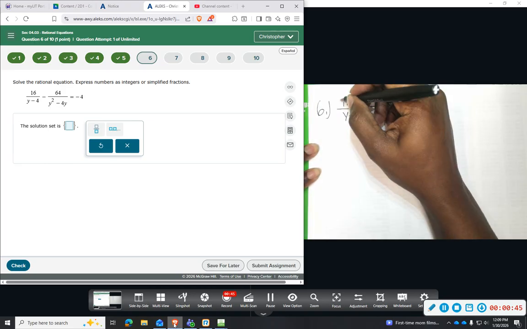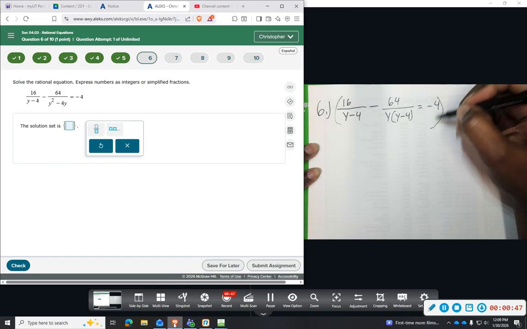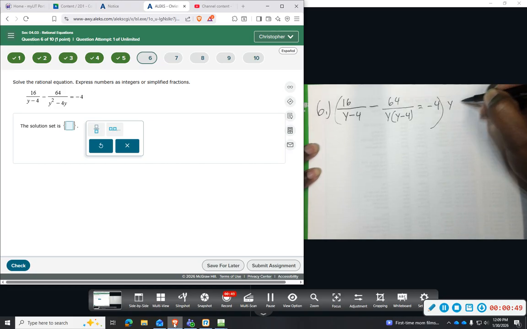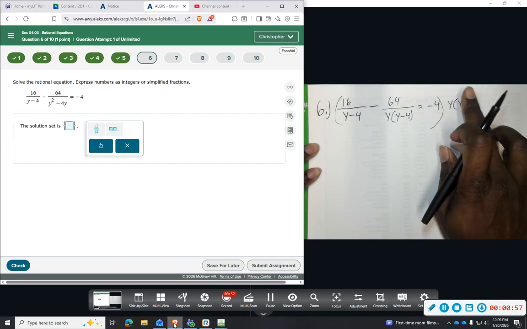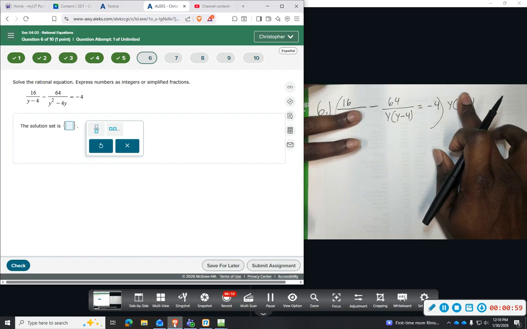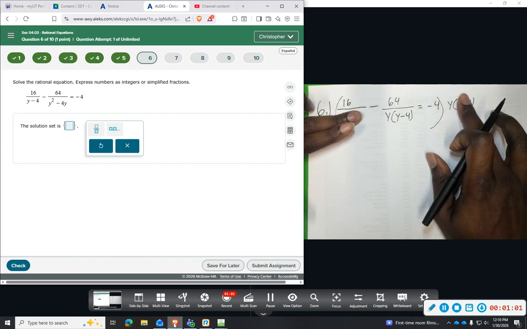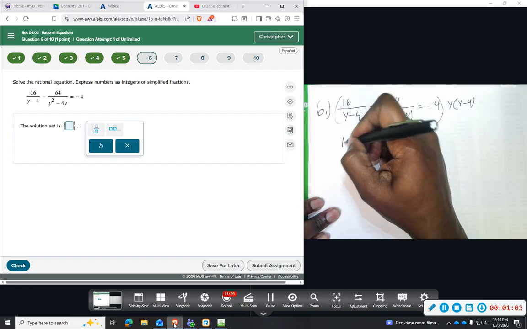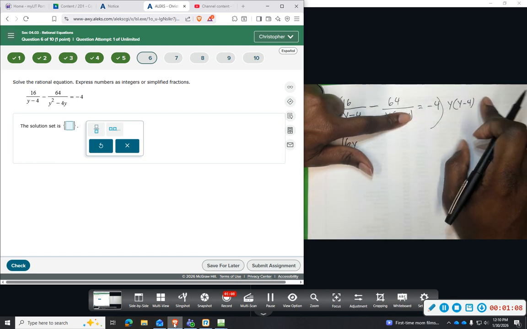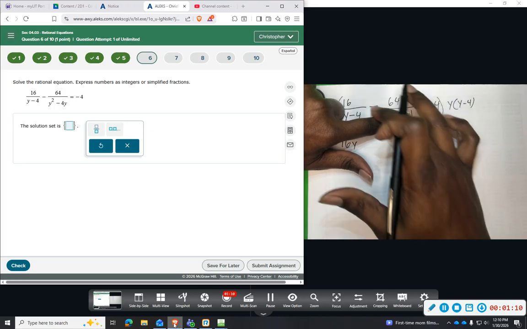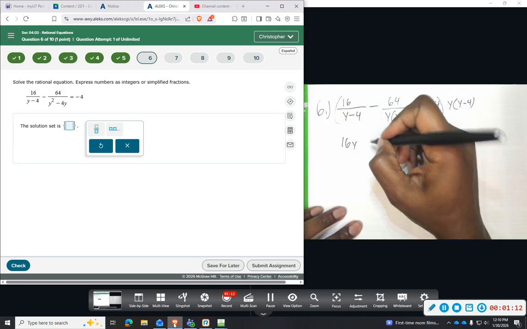So I'm going to multiply this whole expression times y minus 4, and we'll go through and simplify. So the y times y minus 4 will cancel out here, leaving us with 16 times y, or 16y. When I multiply y minus 4 times the middle, the whole thing cancels and just leaves us with a minus 64.